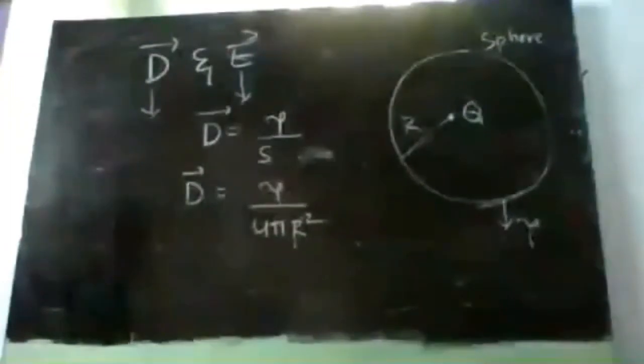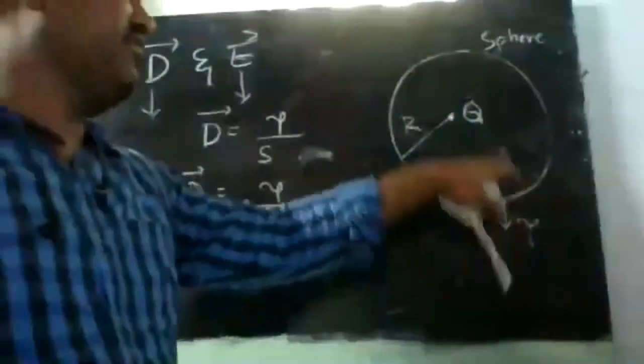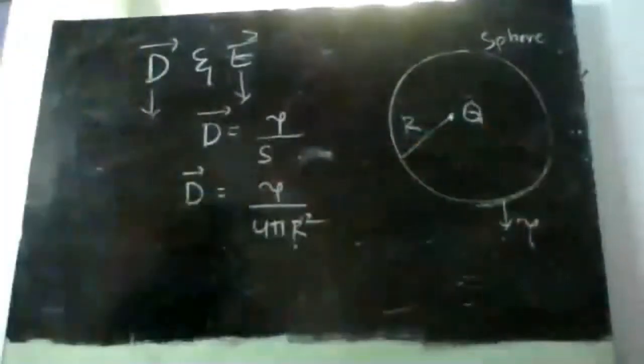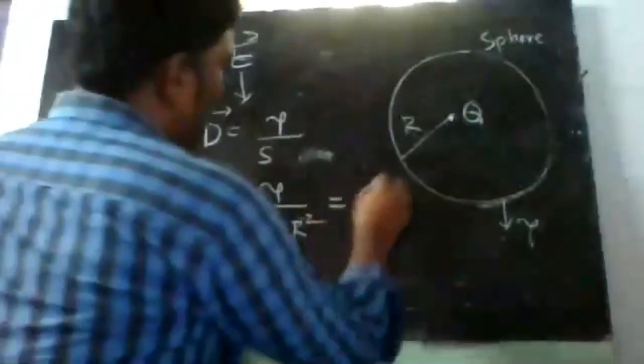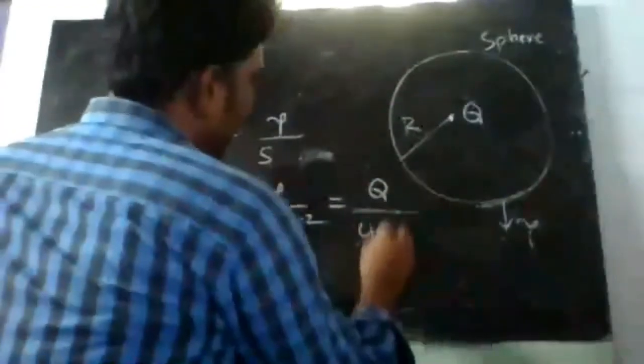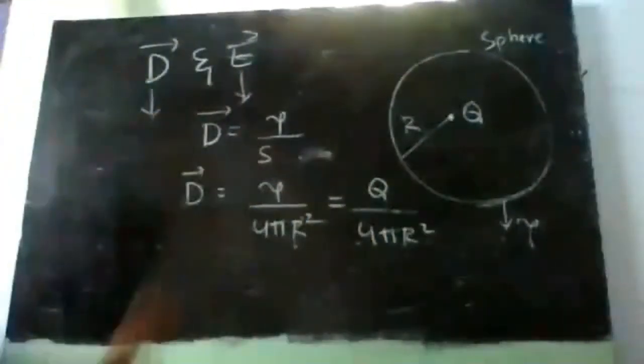Now as per Gauss law, if I take a Gaussian surface, then the flux of the Gaussian surface will be equal to the charge. That is, the flux produced in the Gaussian surface will be equal to charge. So this will be q by 4 pi r square. So I'm repeating it.